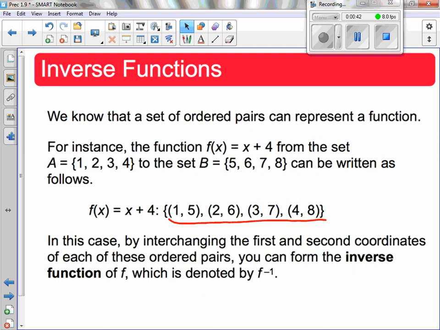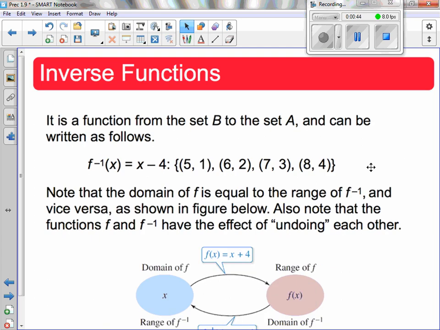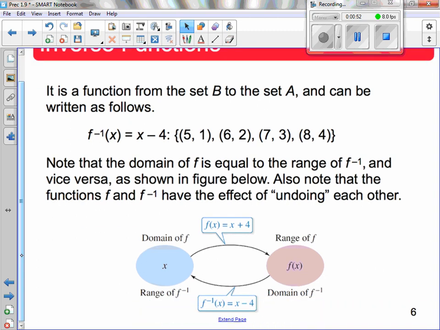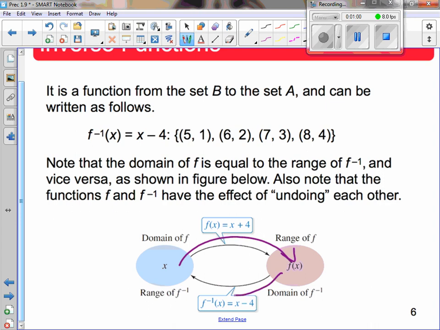Now we can say that the inverse, denoted f of negative 1, is going to be the flip. Essentially, we're switching the x and y. Because a function f of x is going to take a value from the domain to a range. The inverse is going to take that value from the range back to the domain. It's going back, okay? Known as the inverse, or undoing each other.